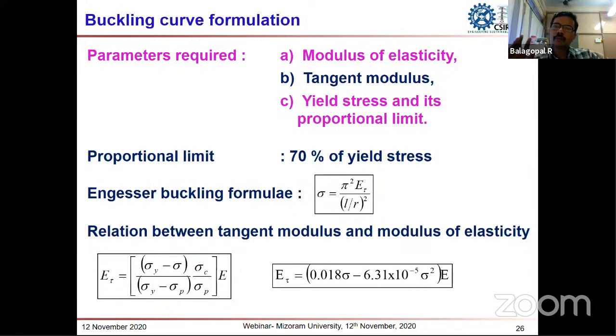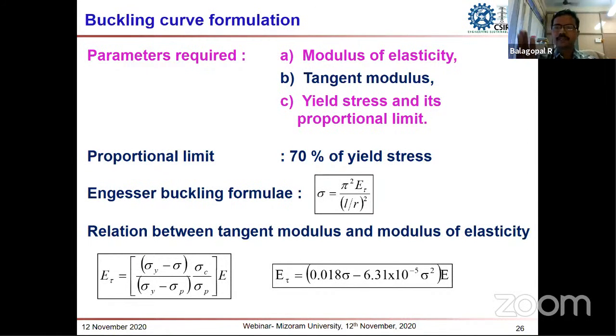Suppose we are going for a mild steel, the proportional limit we will assume as 70 to 80% of the yield stress. Between the proportional limit and the yield stress, the buckling is governed by inelastic buckling. Beyond the proportional limit, the buckling is governed by elastic buckling. We should have these parameters to formulate the buckling curve.